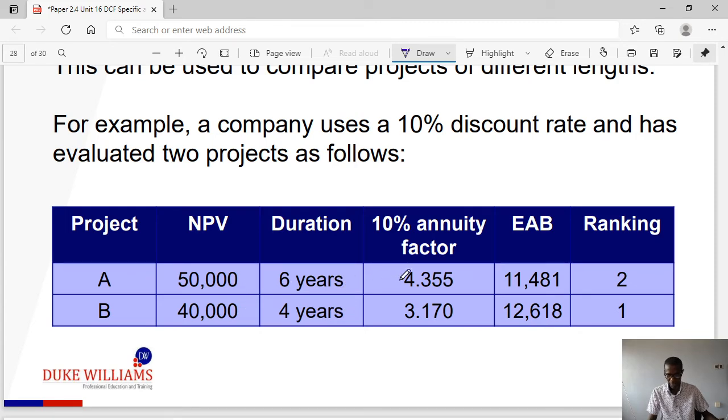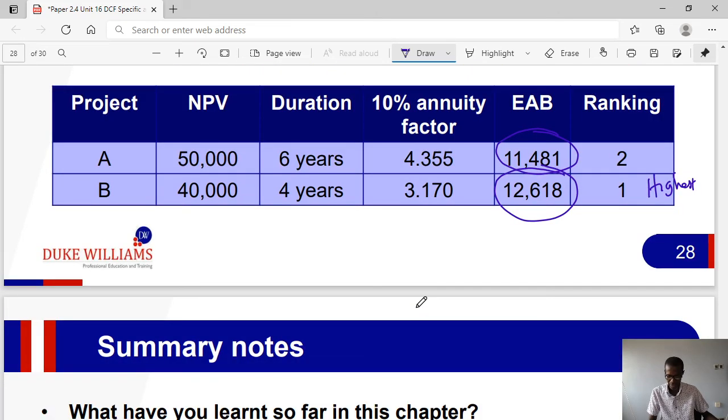So when you take 50,000 divided by the annuity factor 6 years, 40,000 divided by annuity factor 4 years, we find that project A gives us benefit of 11,481. Project B gives us benefit of 12,618. Remember, it's benefit, so we choose the one with the highest benefit. And in ranking, we'll say choose project B first, then A second.